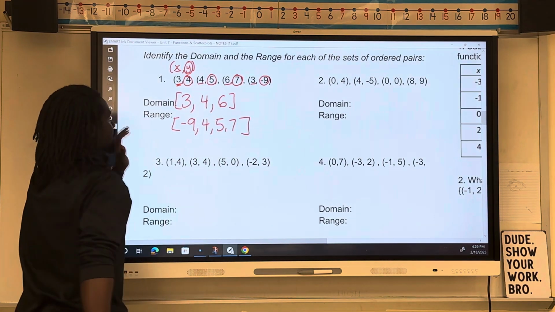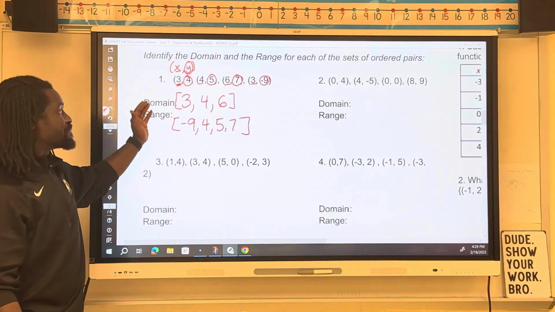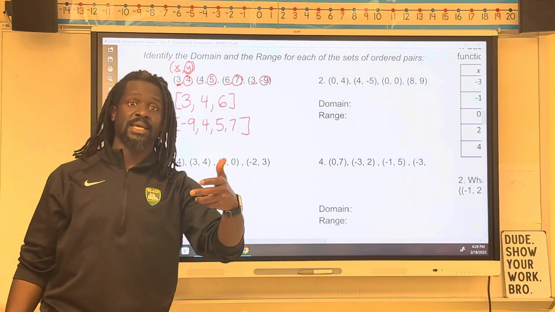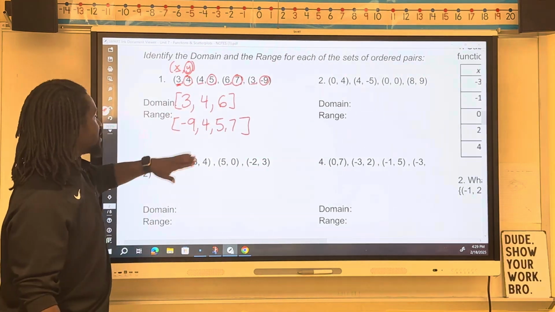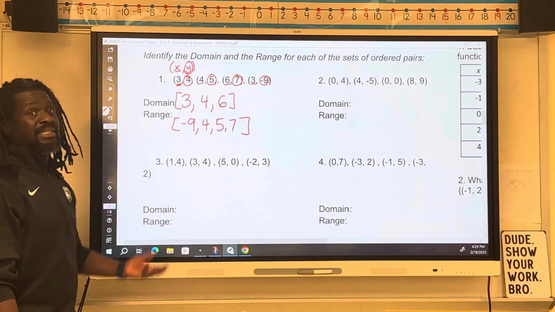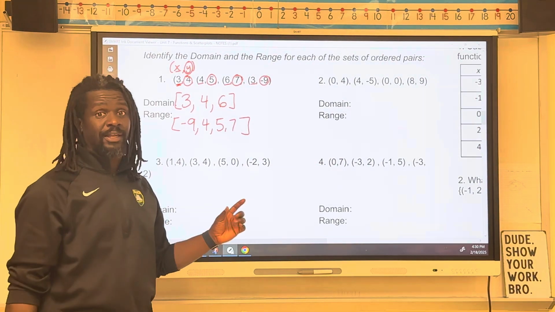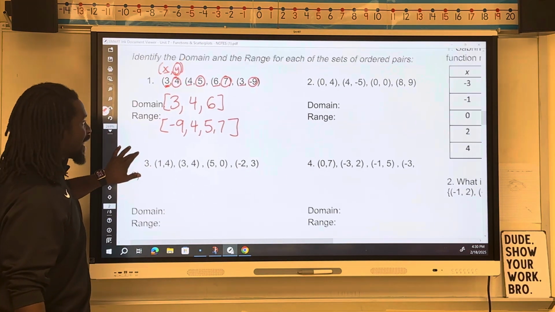Now, again, if you did not put those in order, that's okay. That's not a big deal. But usually when they are written as a multiple choice question, then you're going to see them be written in numerical order more than likely. All right. And guys, that's it. So for the domain, we're listing all of the x values. For the range, we are listing all of the y values.